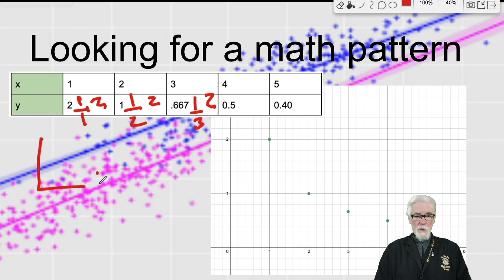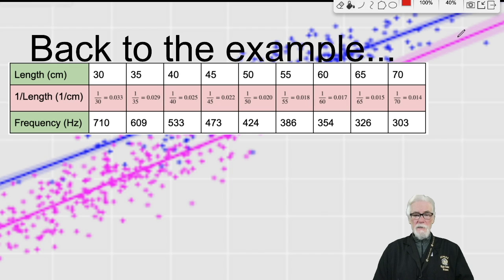you were to take 1 over each of the x values and put that on the horizontal axis and y on the vertical axis, you would again get a straight line relationship. But that straight line relationship just won't have a slope of 1 like the previous example. So this is a pattern that can be linearized by just taking 1 over x and plotting that on the horizontal axis, leaving y the same, leaving the vertical axis the same. Let's go back to the example and see if it works here.